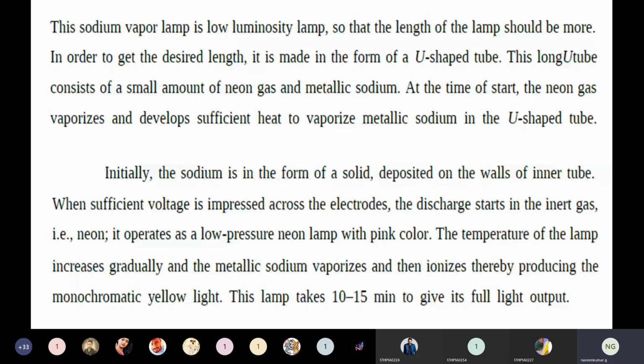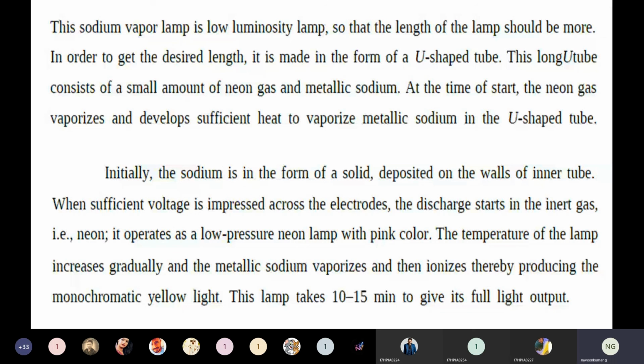So the sodium vapor lamp is a low luminosity lamp. The length of the lamp should be more for that reason. In order to get the desired length, it is made in the form of a U-shaped tube. The long U-tube consists of a small amount of neon gas and metallic sodium. At the time of the start, the neon gas vaporizes and it develops sufficient heat to vaporize metallic sodium in the U-shaped tube. So what happens?